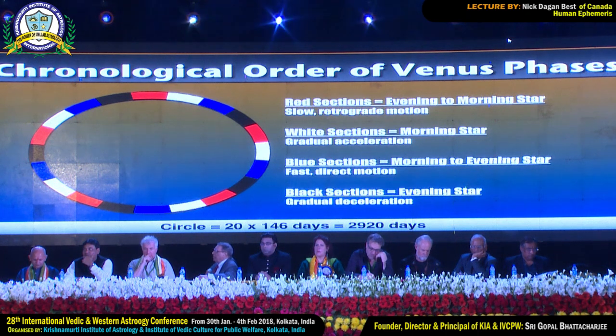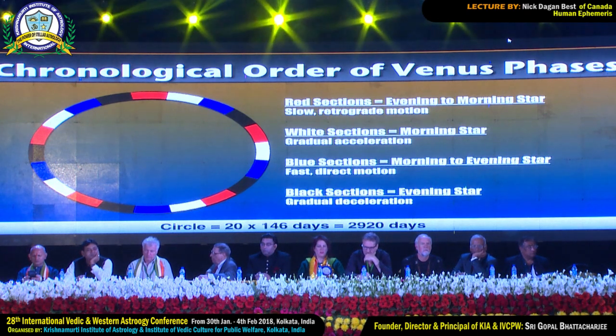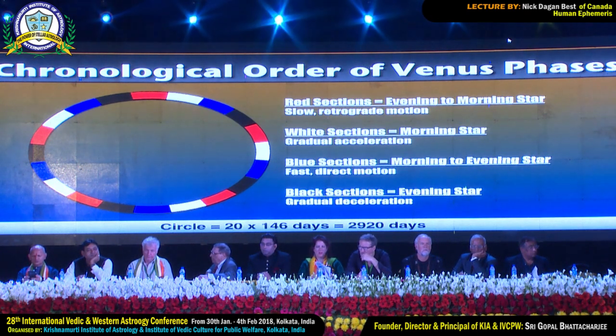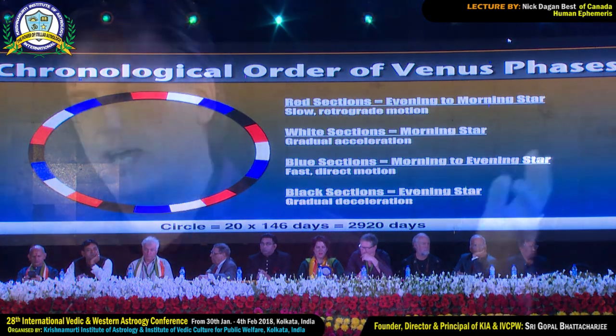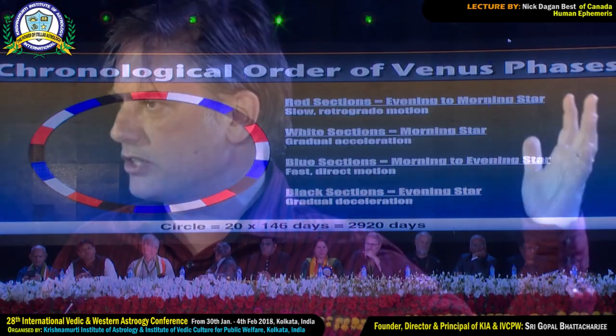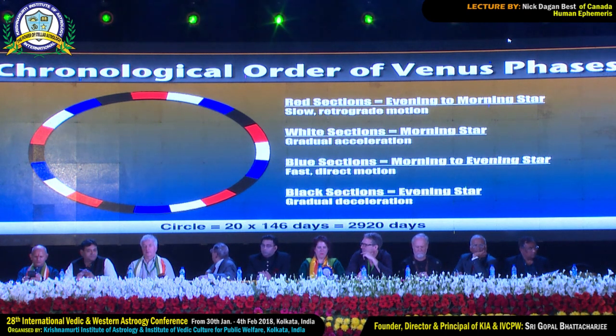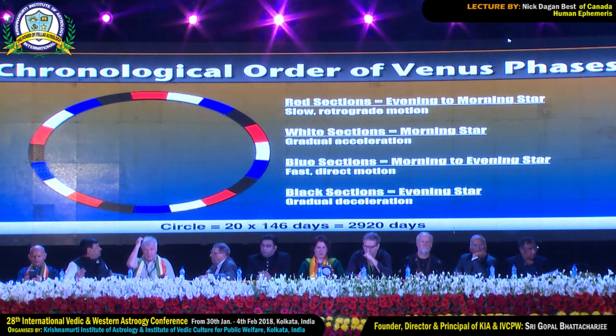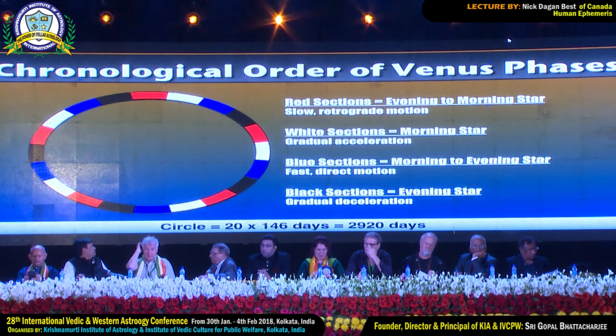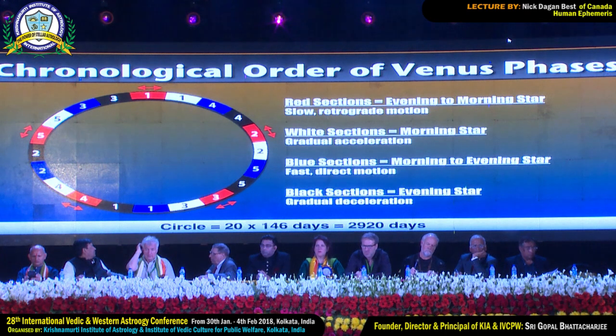The red sections represent what Julia was talking about, the retrogrades, where Venus moves from evening to morning star in a slow retrograde motion. The white sections represent the following periods, which are morning star, as Venus accelerates towards its eventual external conjunction. The blue sections are when Venus moves from morning to evening star. It makes a conjunction to the sun, and it's traveling very quickly. And finally, we have the black sections, which are the evening star, as Venus gradually decelerates towards its next retrograde, its next red period. But I've taken this a little bit further, and I've numbered them.